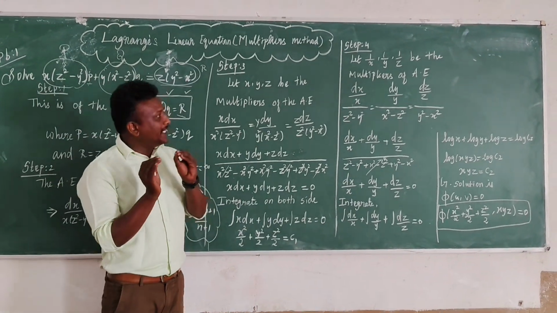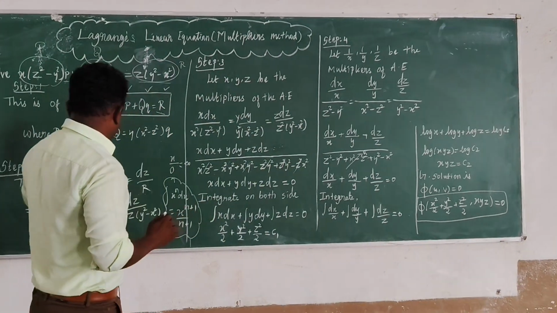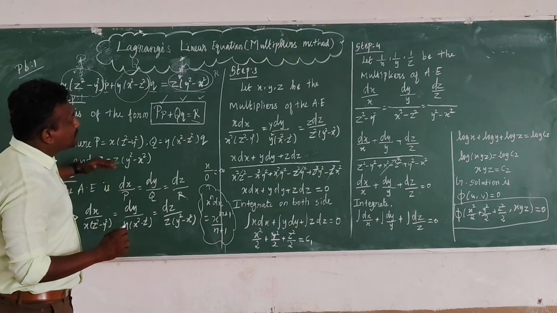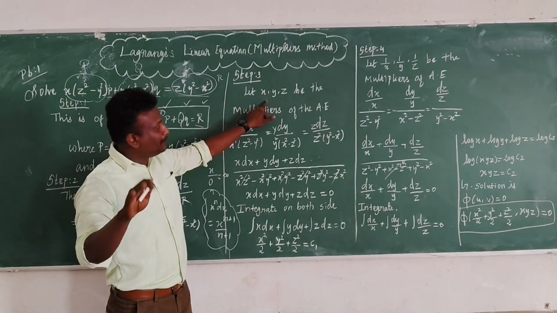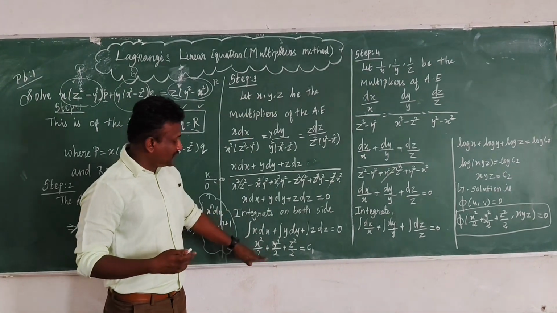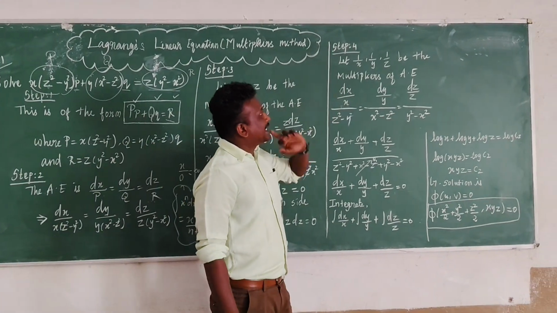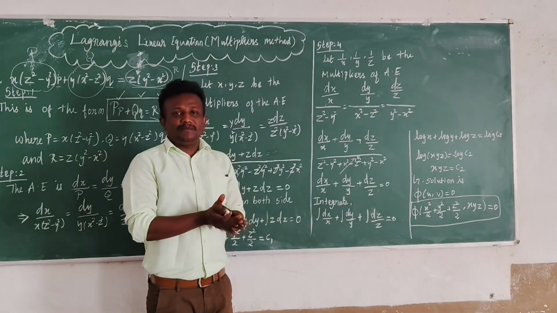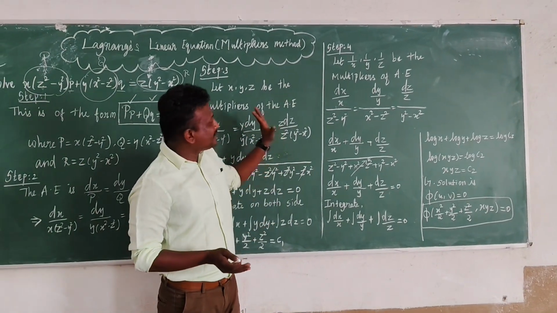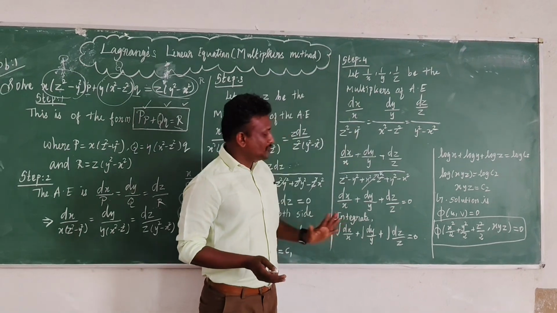Similarly, you should find out what is the second solution, right? So in step 3, we have chosen one multiplier. By applying that multiplier, we have got the first solution. The same way we are going to use in the fourth step. So we have to choose another multiplier, okay? By applying the same concept with the help of this multiplier, you will get another solution.